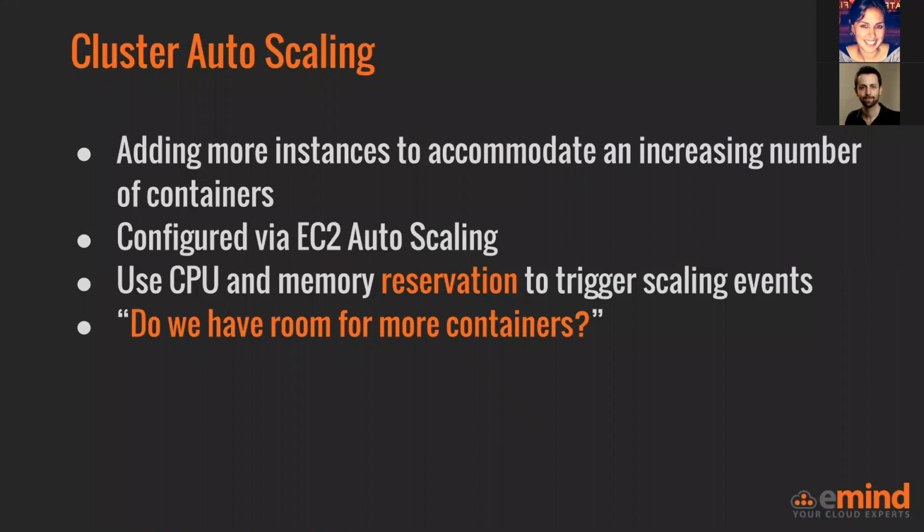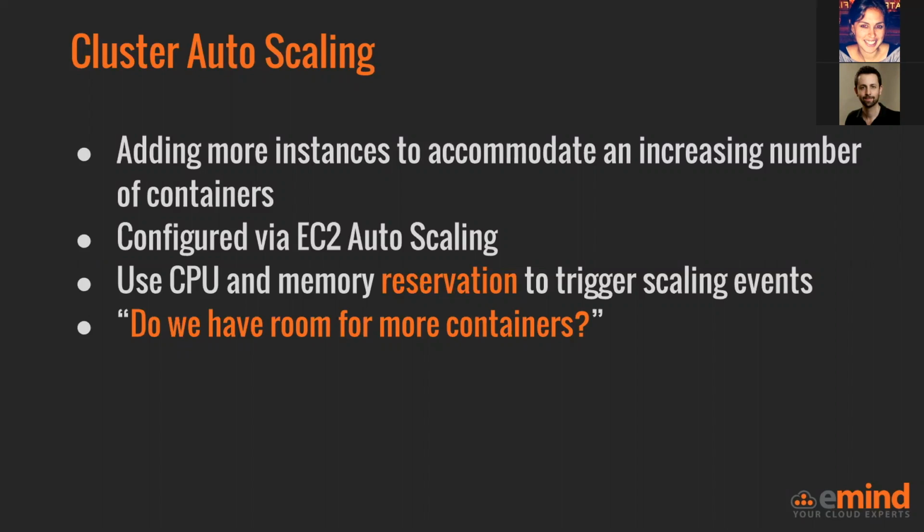Cluster autoscaling, on the other hand, means increasing or decreasing the size of our cluster. This is just regular EC2 autoscaling and can be configured from the EC2 console. Here we should use CPU and memory reservation, not utilization. Utilization is measured and handled by the service autoscaling we just saw. So the main question here for cluster autoscaling is, do we have room for more containers? If not, add more instances to the cluster.